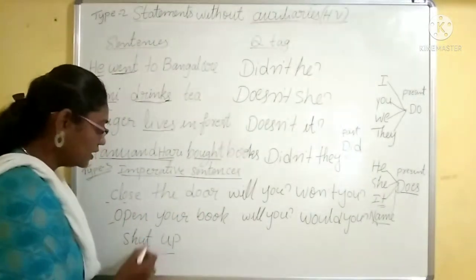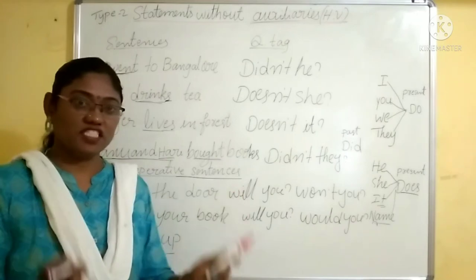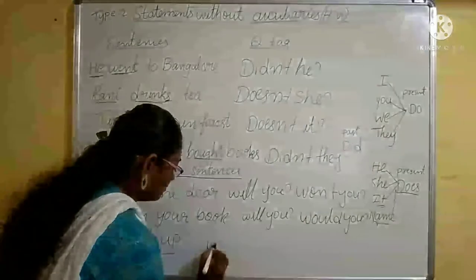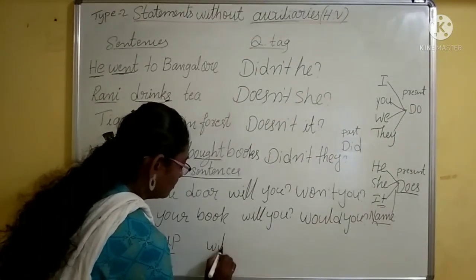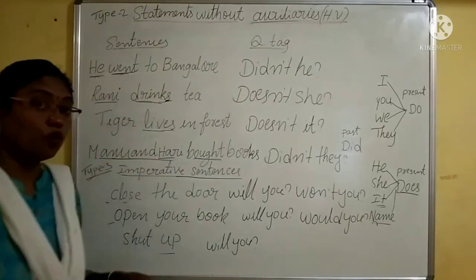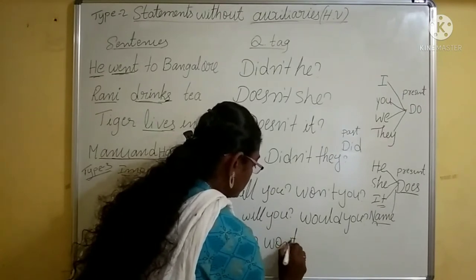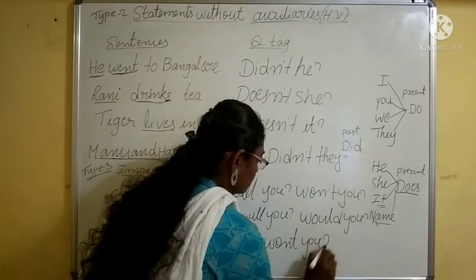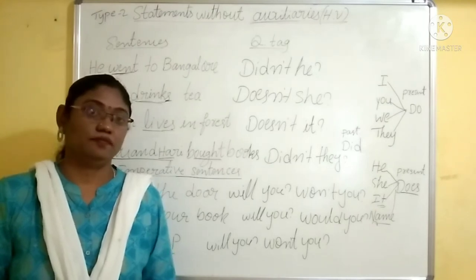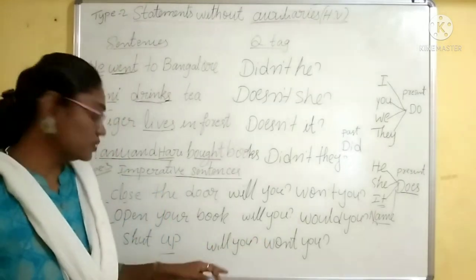Now, shut up. Yes, this phrase directly indicates the sentence is in a serious sense. So we can use will you, and won't you also we can use. Shut up means will you shut up, won't you shut up. So we can use these two expressions with this.